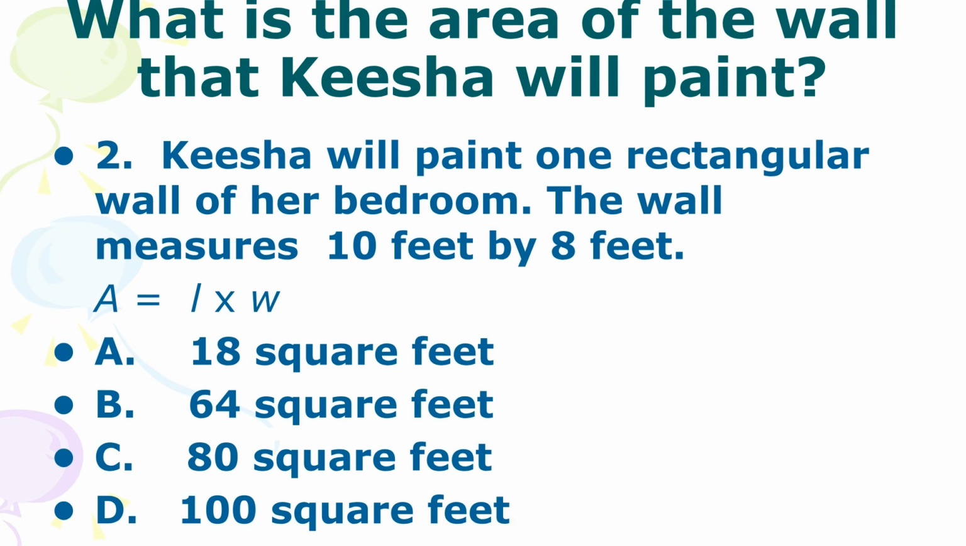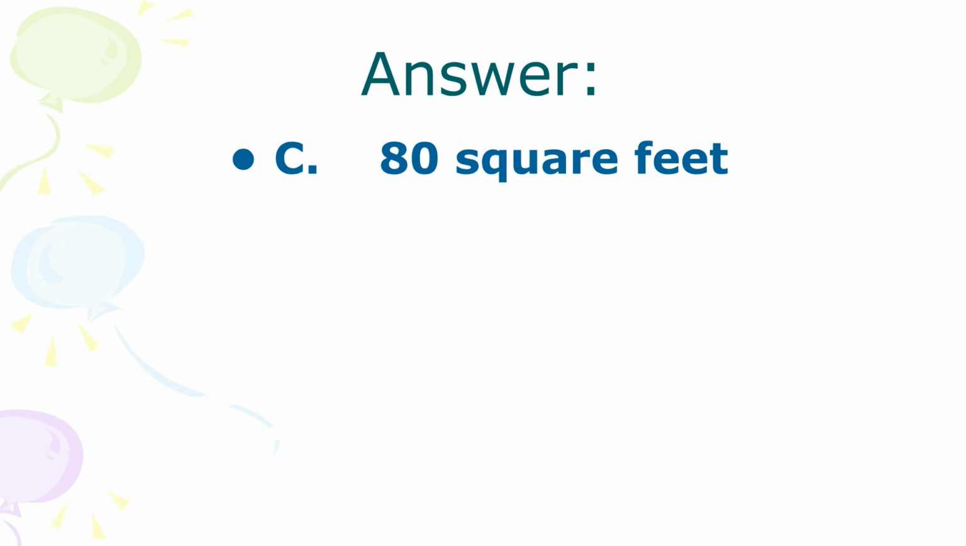Question 2. Keisha is painting one rectangular wall that measures 10 feet by 8 feet. The area formula is A equals L times W. What is the area of the wall she will paint? The options are A, 18 square feet, B, 64 square feet, C, 80 square feet, or D, 100 square feet. The answer is C, 80 square feet. This is found by multiplying the length, 10 feet, by the width, 8 feet.